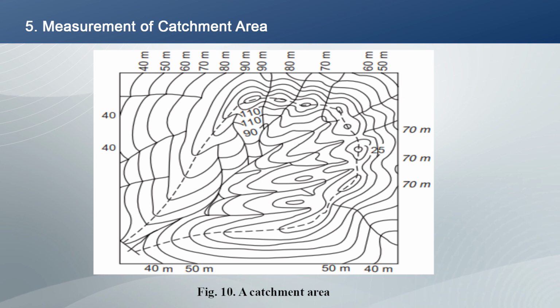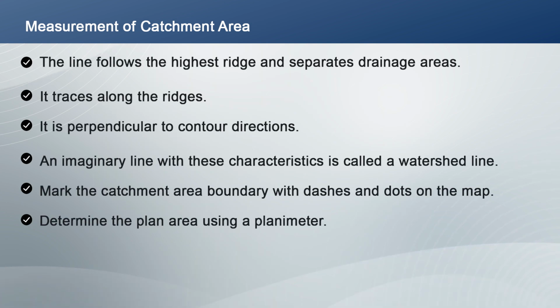See figure number 10. The area of the tract of land which contributes water, which flows over the surface of the earth into a stream at any point A, is called catchment area. The limit of such an area may be marked sufficiently accurately on a contour map. The line that marks the limits of the drainage area possesses the following characteristics.